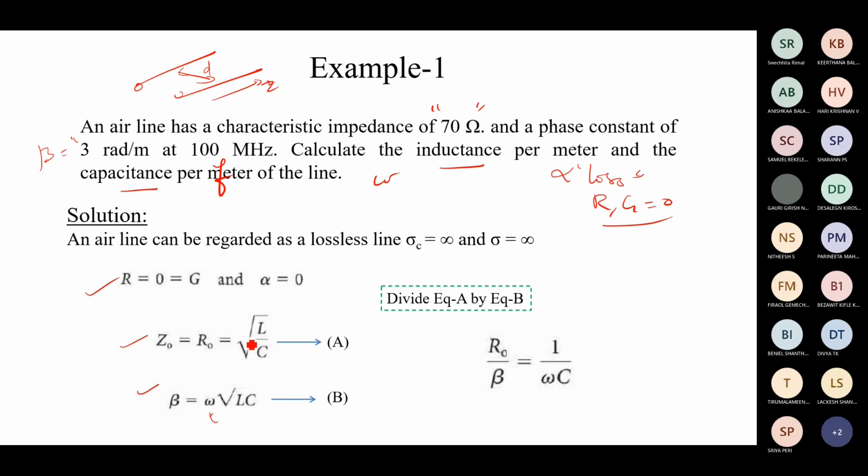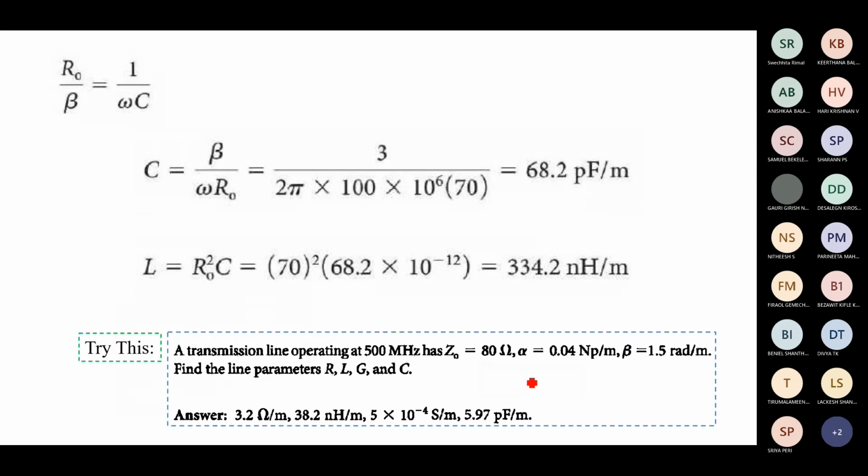So first, we are going to take Z0 by omega. Z0 in many books will be mentioned as R0, so you should not get confused. It is best to always use Z0 itself. The other one is Z0 by beta. When you divide, you will get capacitance, where frequency comes into the picture. When you multiply, the L value will come. Okay, so that's all.